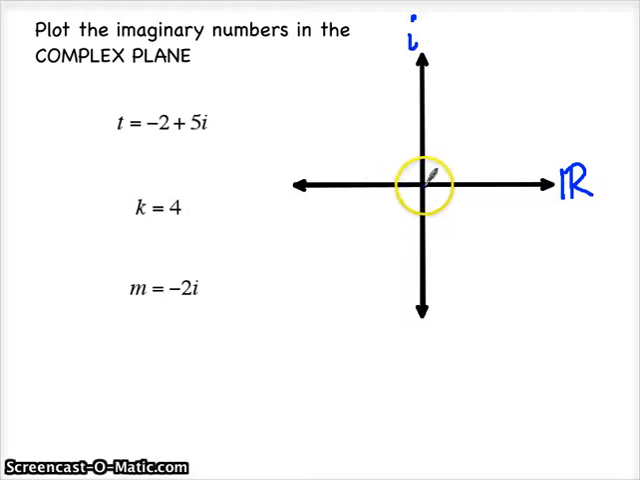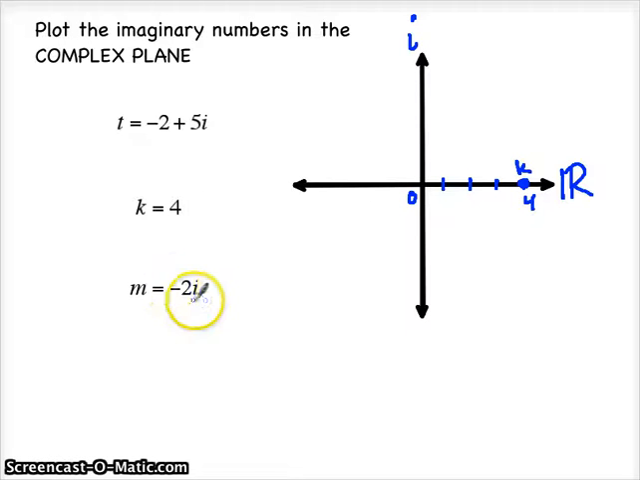So 0 is at the origin, and all we want to do is go out to the number 4. So we're just going to the real number, 1, 2, 3, 4 units out to the right. So if we plot that point, that is K. So we can label that point.